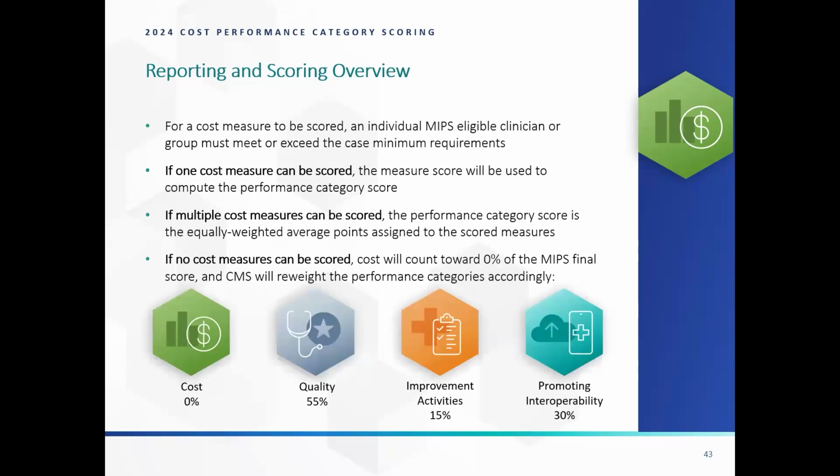For a cost measure to be scored, an individual MIPS eligible clinician or group must meet or exceed the case minimum requirements. If one cost measure can be scored, the measure score will be used to compute the performance category score for cost. If multiple cost measures can be scored, the performance category score is the equally weighted average of points assigned to the scored measures. And then if no cost measures can be scored, costs will count towards 0% of the MIPS final score, and CMS will reweight the other performance categories.